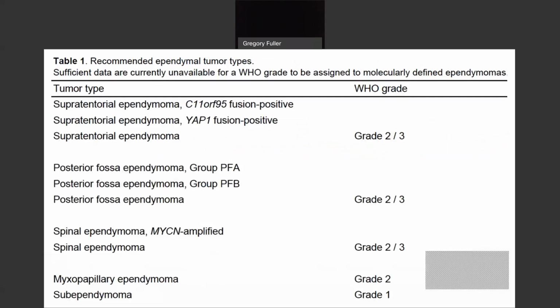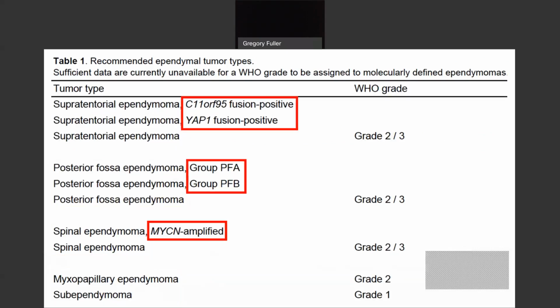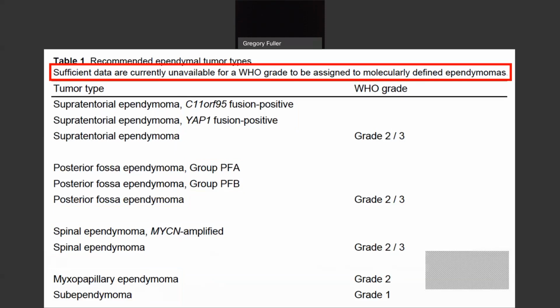Recommended, this is the basic recommended classification. All right, let's walk through it. Notice 4 categories: supratentorial ependymomas, posterior fossa ependymomas, spinal ependymomas, and then the separate category of myxopapillary and subependymoma, other. All right, now let's look at the recommended suggested names. This could change, of the fusions. So C11orf95 fusion positive, YAP1 fusion positive, PFA, PFB, MYCN amplified. All right. Now, the statement is there in the table.